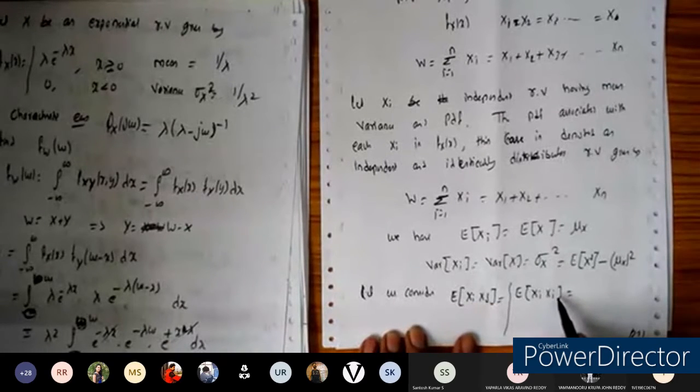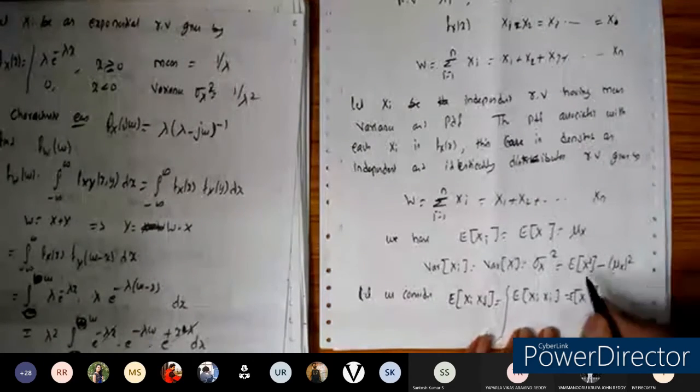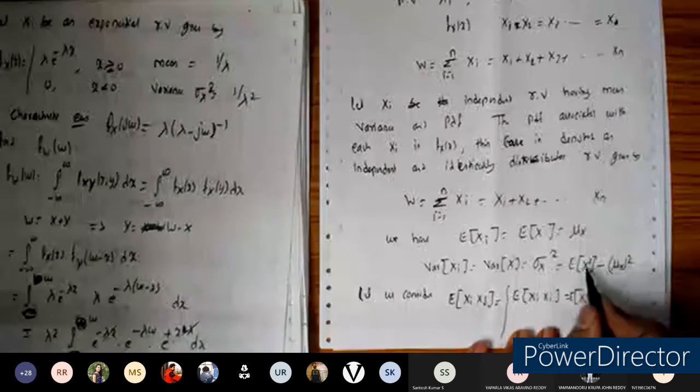So if i is equal to j, what happens is it is nothing but the expected value of xi square. Xi square will get here. So this is the case when i is equal to j. And also we know the expected value of x square from this one.